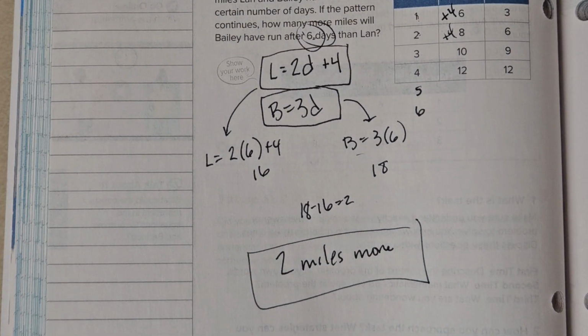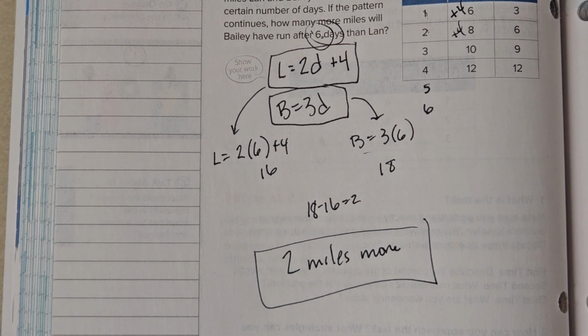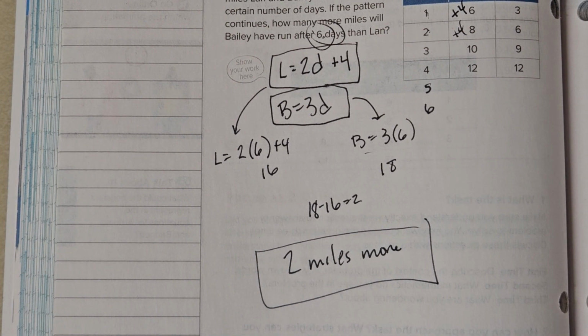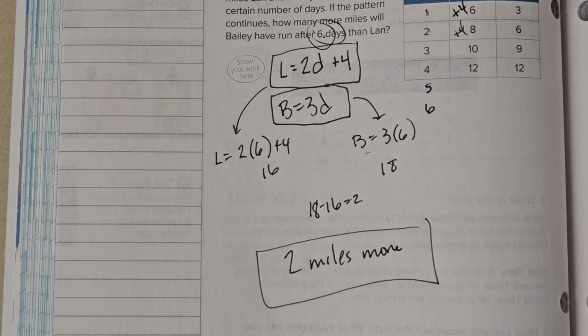That's our answer. Okay, that's 7-2. You'll notice things get a little more complicated as they build on each other.